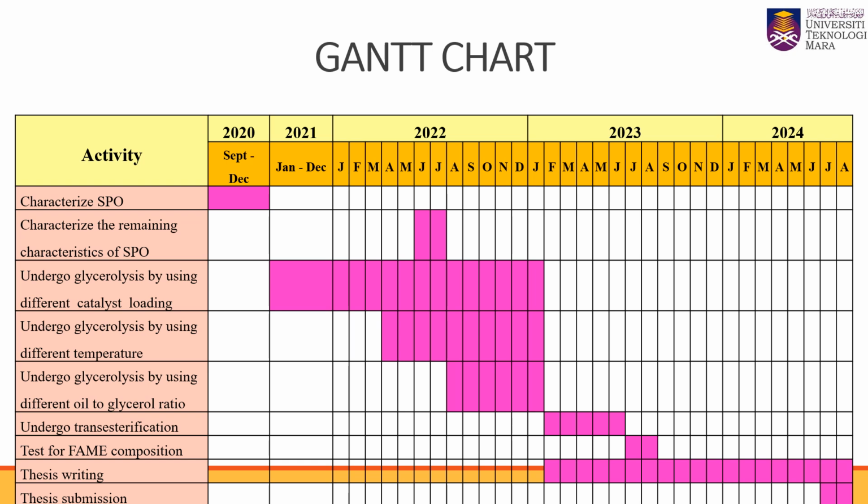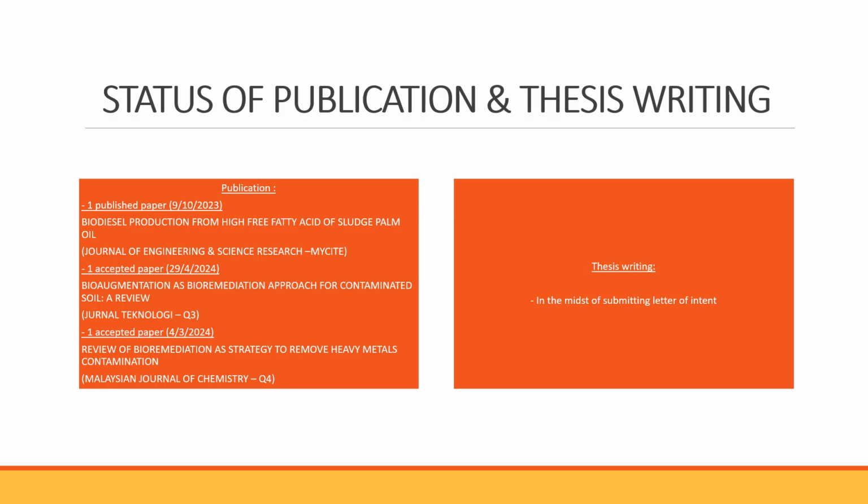So this is the Gantt chart. Basically, what I'm planning to do is mostly thesis writing and just a little bit for the characterization. So this is the status of publication and thesis writing. Basically for publication, I have one published paper and two accepted papers that are waiting to be published.